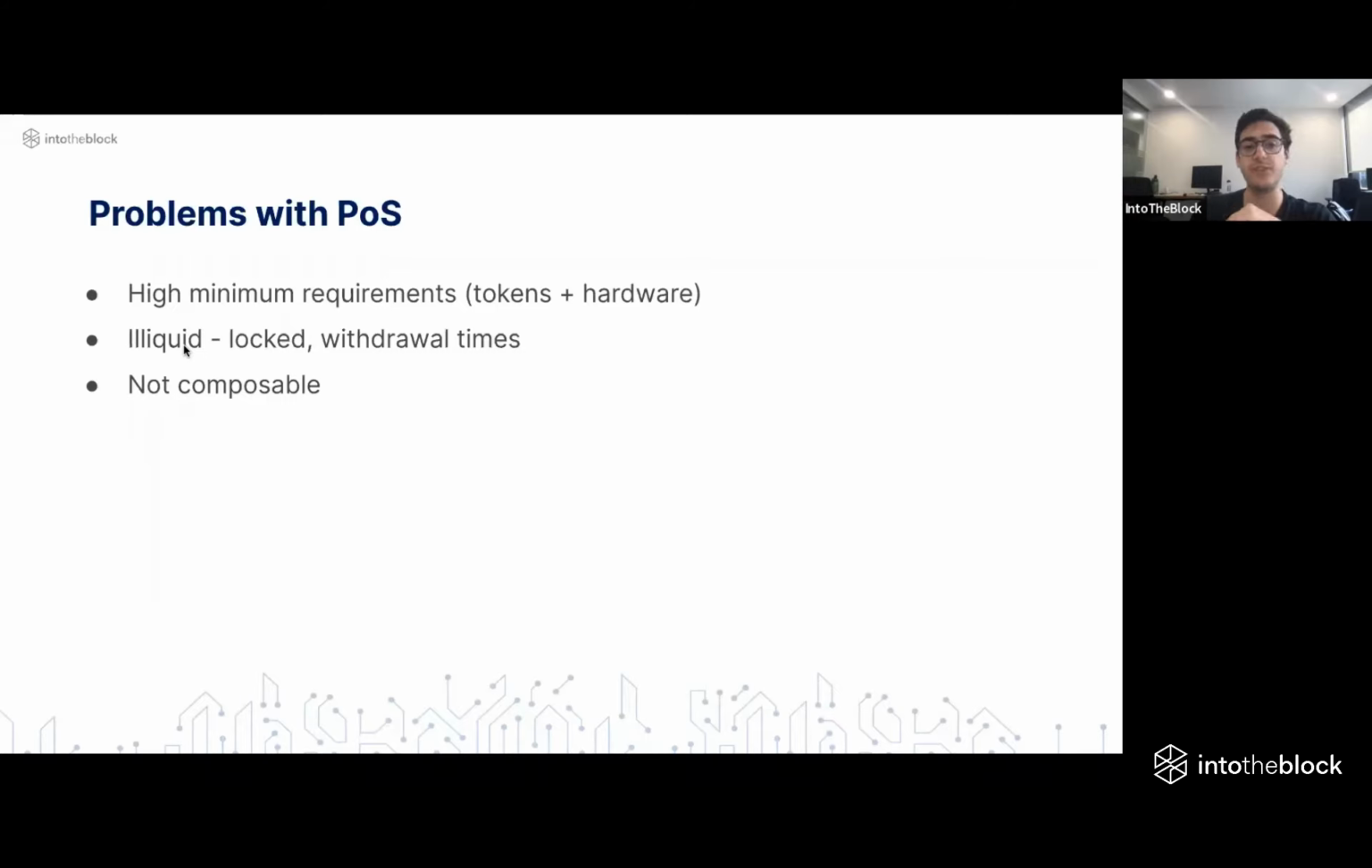Then there's the issue of staked tokens being illiquid. You're not able to quickly sell them or do anything with that portion of liquidity that's allocated. They're locked, and there are withdrawal times. In some of these protocols, it can be a week or more to withdraw the tokens that you're staking. Of course, it varies protocol by protocol, but it's an issue nonetheless. And finally, they're not composable, so they're not leveraging the power of the applications being built on top of smart contracts.